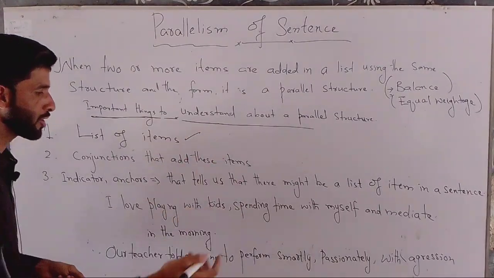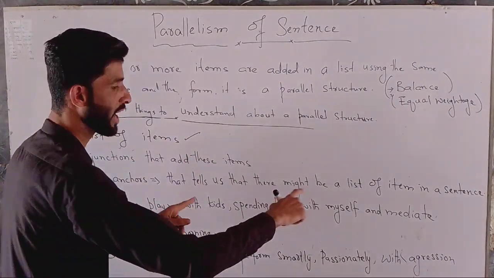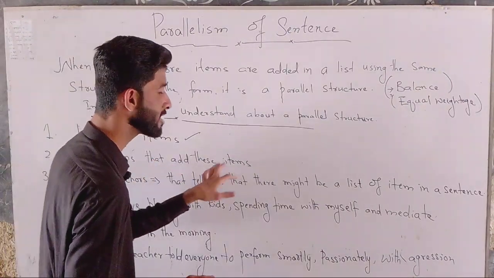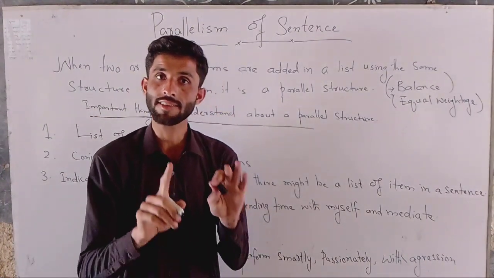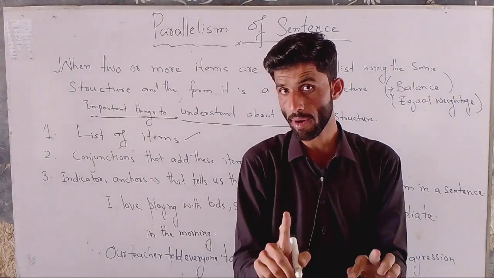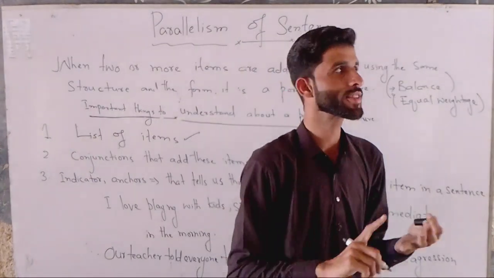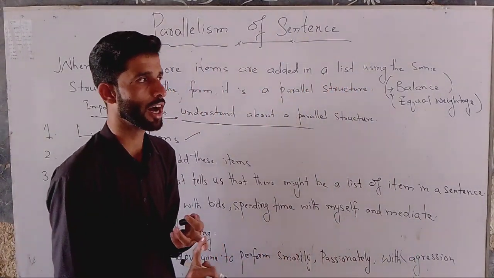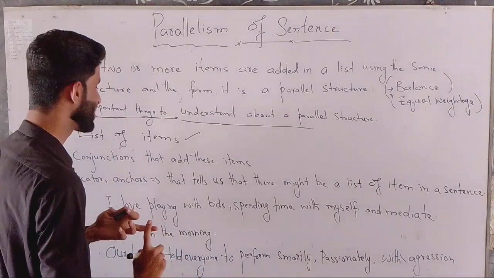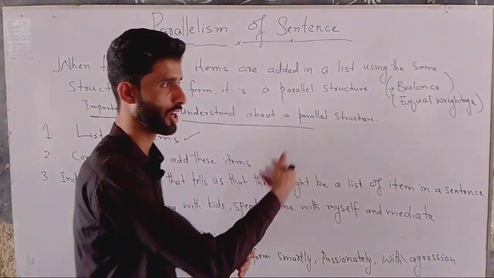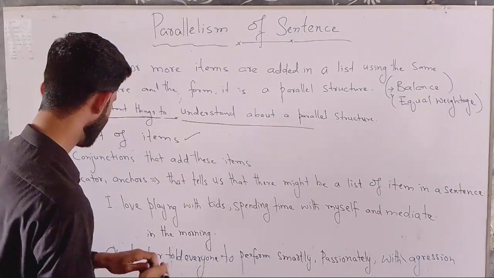I will tell you how list of items are used. Number second, conjunctions that add these items. These items are connected by conjunctions or commas. We mostly use or, then, and. These conjunctions are used mostly. But we will see inshallah which types of conjunction are used in parallelism of sentence.